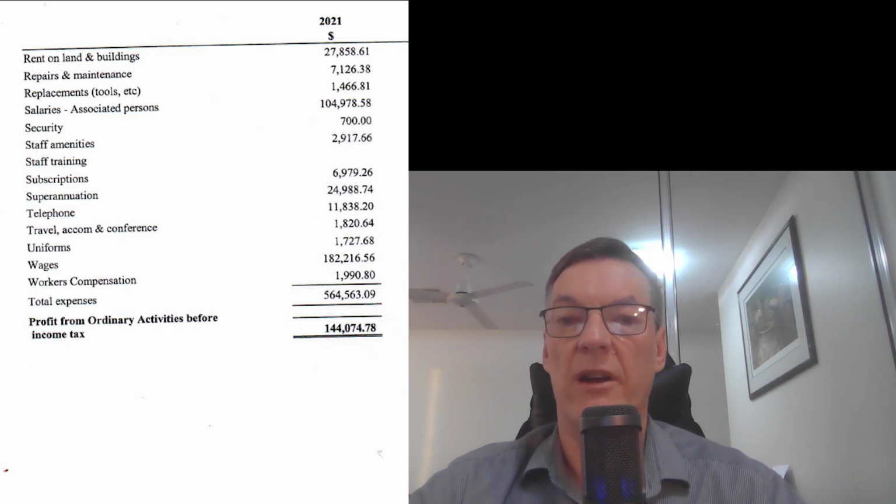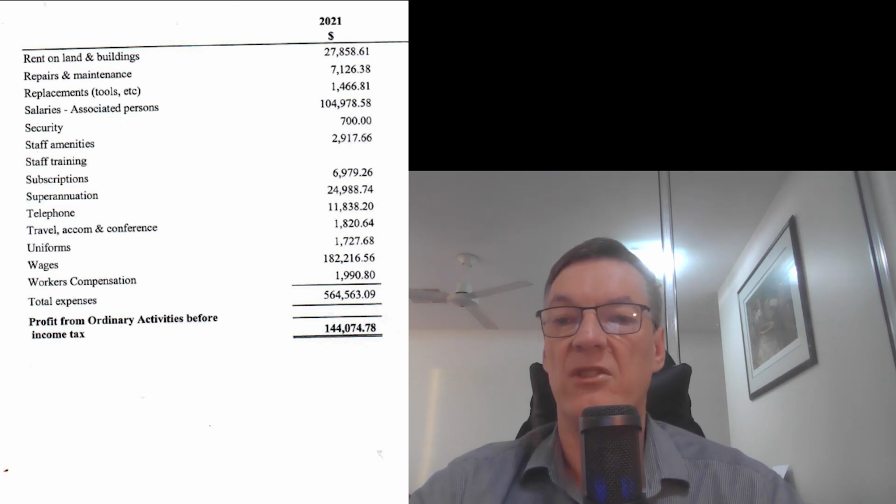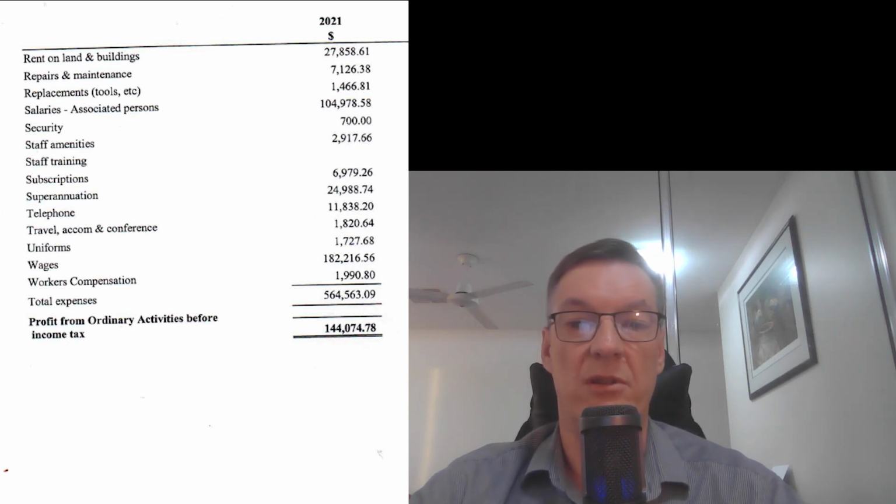All right, rolling right along. Security, staff amenities, that's probably toilets and kitchens. Subscriptions, they may be for associations and the likes of that. Superannuation. Now, in this instance, I would have expected to see superannuation for associated persons. So that is the superannuation paid for the owners. Quite often it may be the owners don't pay themselves superannuation, or it may be that it's included in workers' superannuation. So you need to just clarify that.